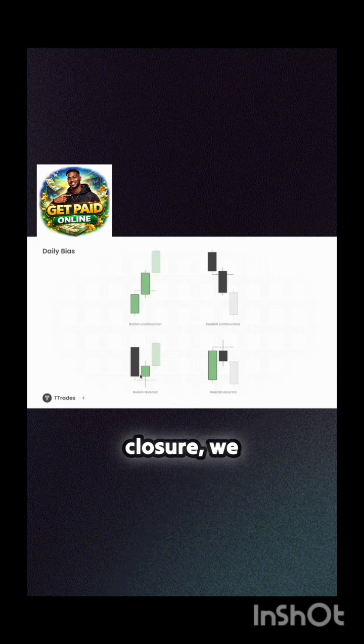With a reversal closure, we have price sweeping out its previous day low and closing back above that low, showing that price has reversed off that low and we can anticipate a continuation higher in the next day. With a bearish reversal, price has taken out its previous day high, closed back below that level, and then I can be looking for a continuation that following day.